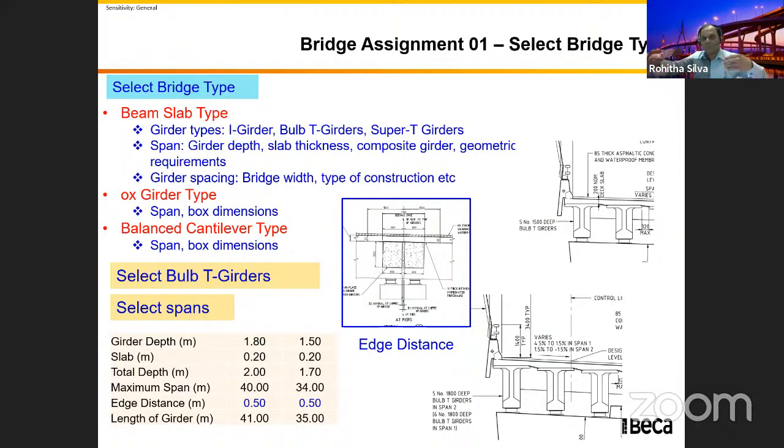So now you get your span length. For 1.8 deep girder, I can have a 41 meter span deck. If I go to 1.5, I can go to maximum 35 meter deck. Then you get a 420 meters. You divide this one into 41 and see how many spans you need, or divided by 35, you see how many spans you need, right?